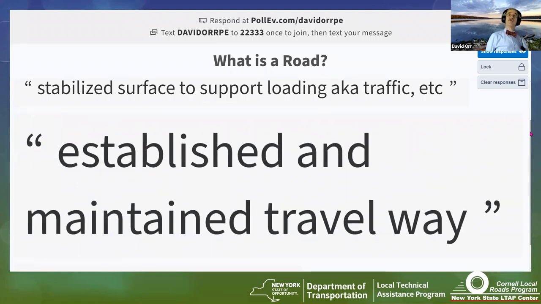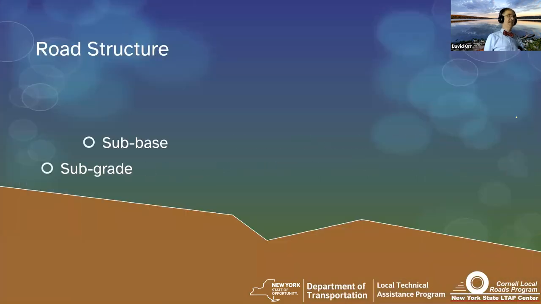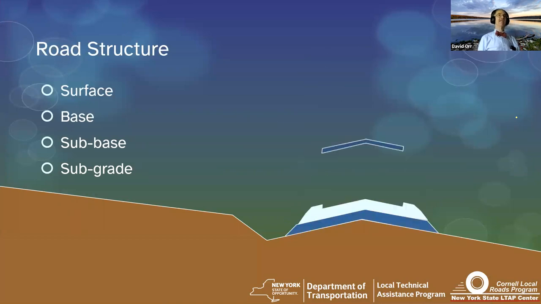It's to carry those loads. So we don't see like we saw in the previous picture. It is a structure. Okay. And so, you know, if we think about that, we usually build that roadway up from the bottom. Now, we normally strip the organics off.